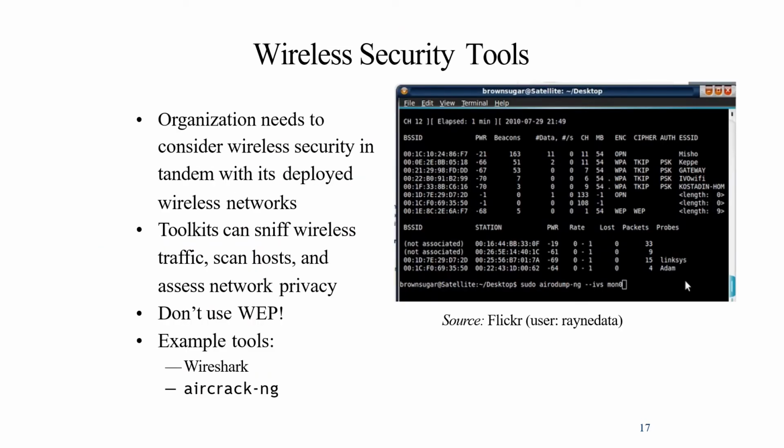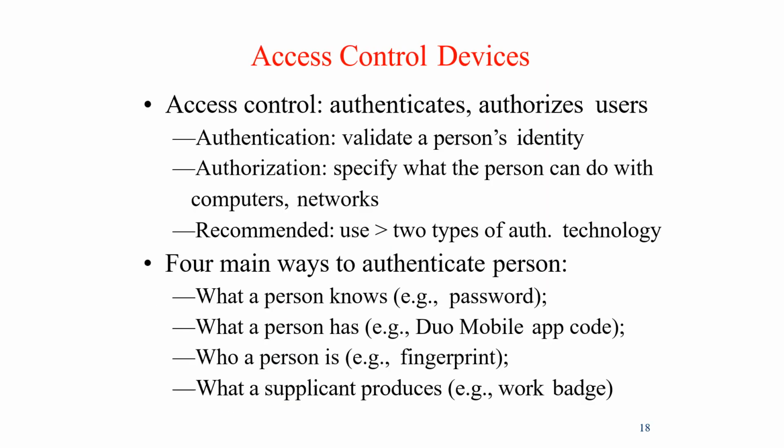Wireless security tools. Organizations need to consider wireless security in tandem with the deployment of wireless networks. Toolkits can sniff wireless packet traffic, scan hosts, and assess network privacy. They check whether WEP is not used. For example, Wireshark and Aircrack-ng.